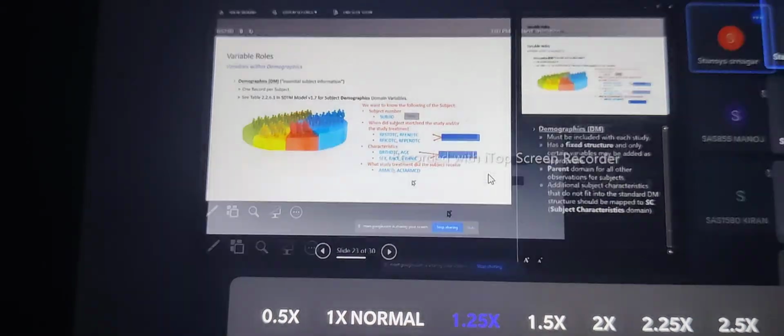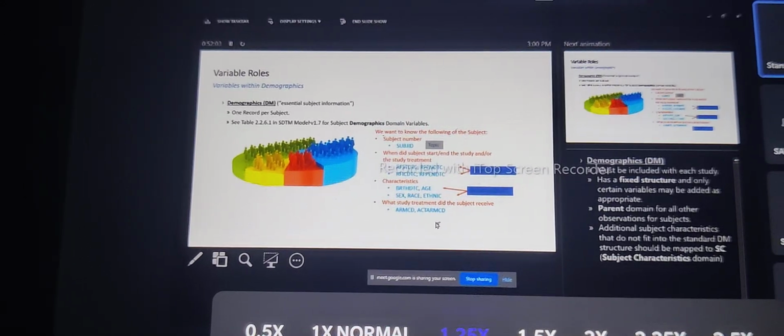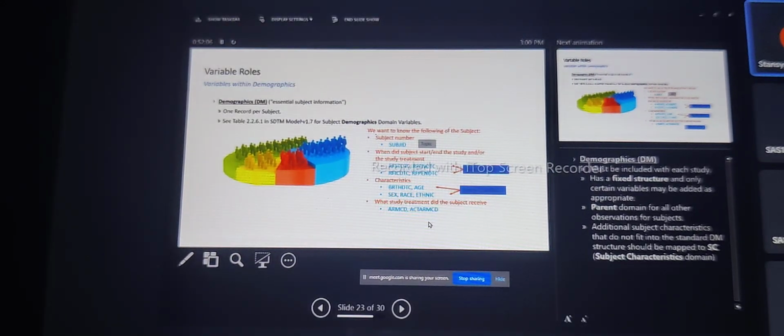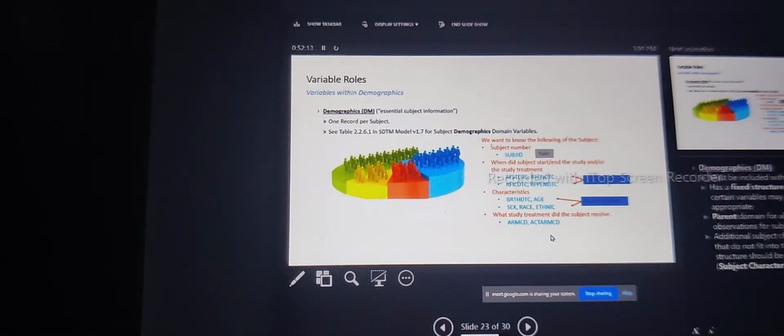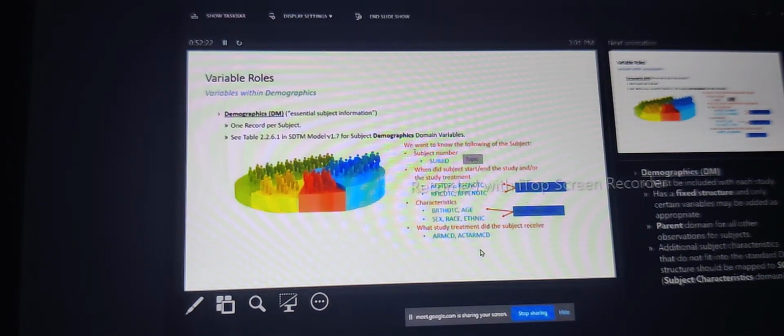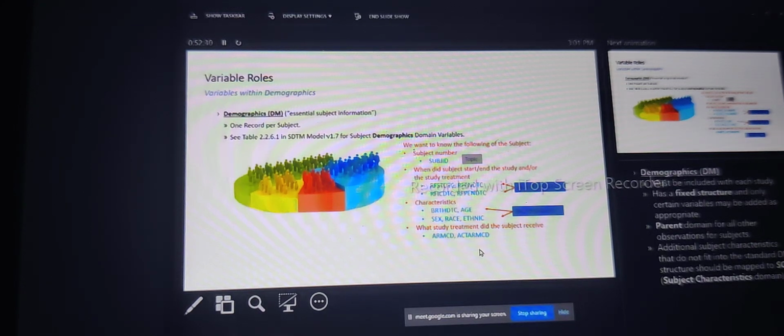Okay, so ARM and ACTARM, you might all be aware, right? So what is the arm? Plan. Okay. So what values come under arm? Yeah, obviously the drug name. Apart from that, what values come under it? Screening. Okay, screening. And then only screening, or is it screen failure? Yeah, screen failure. Screen failure, not treated, not assigned.